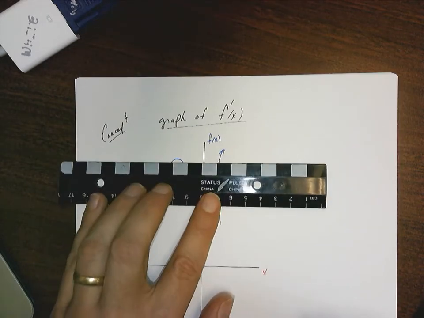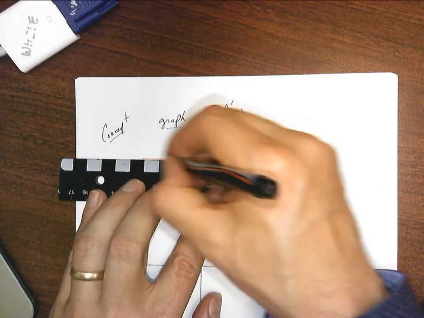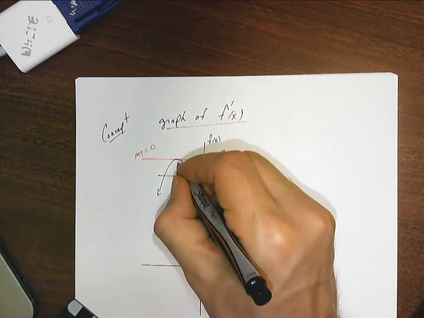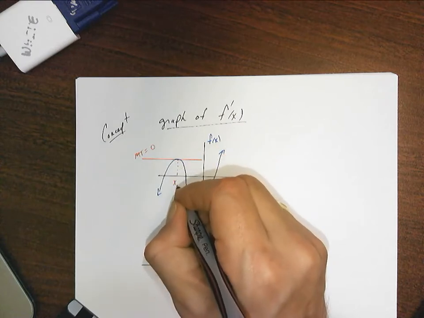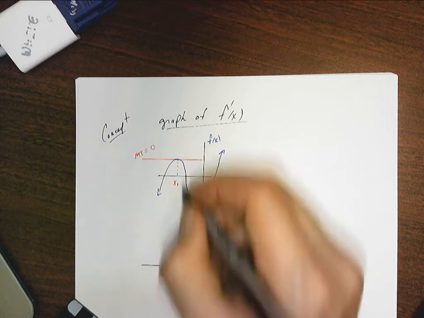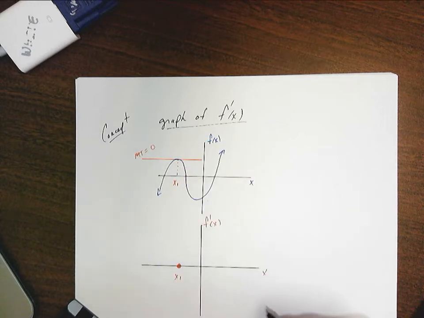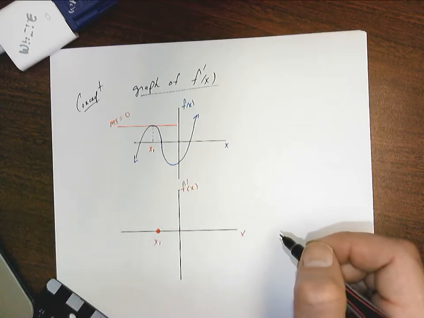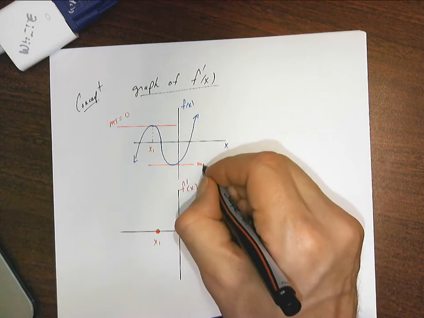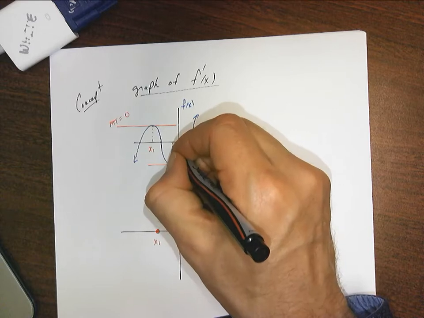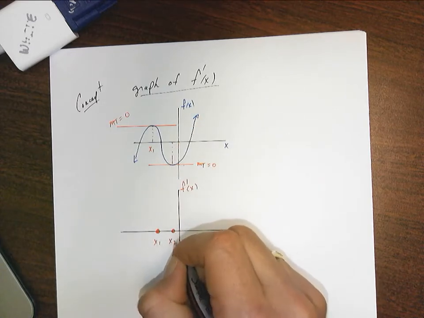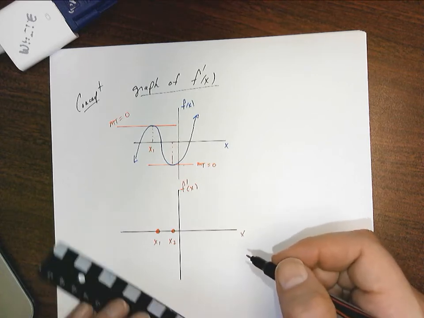So here, you'll notice that the slope of the tangent equals 0. So at this point, let's call it x1. Let's say that that's x1. The slope of the tangent is 0. So that point lies on the x-axis. Slope of the tangent here also equals 0. Let's call that x2. Now, let's look at some other things.